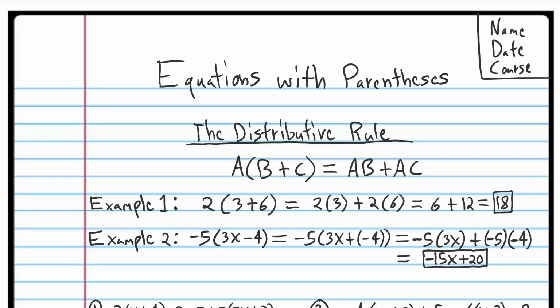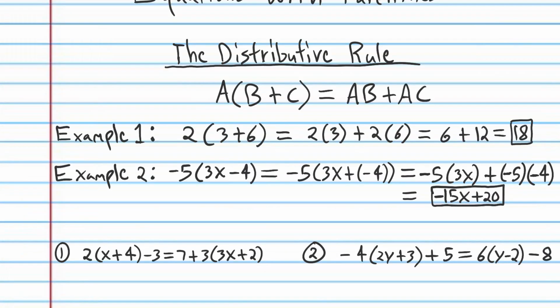And it's not really important at this point that you understand exactly what it means, because we're going to do so many practice problems. But we have some examples here to kind of give us an idea of what's actually going on. So we have 2 multiplied by a sum. And the distributive rule says that we can multiply 2 times 3. And we can multiply 2 times 6. And we can add those products up. So 2 times 3 is 6, and 2 times 6 is 12. Add those up and we get 18. So that's the distributive rule.